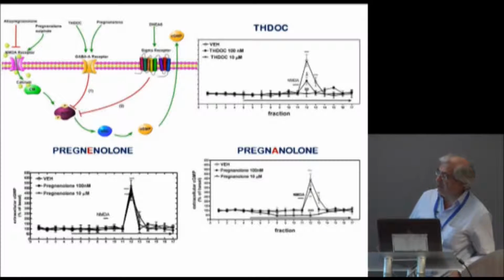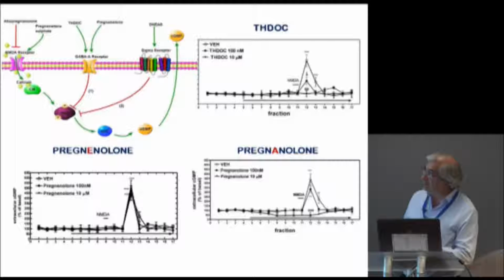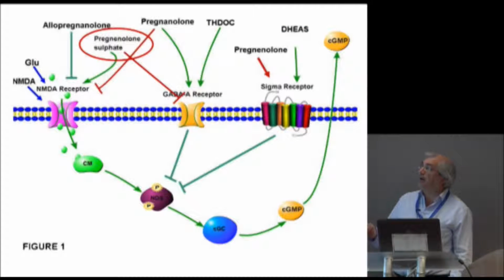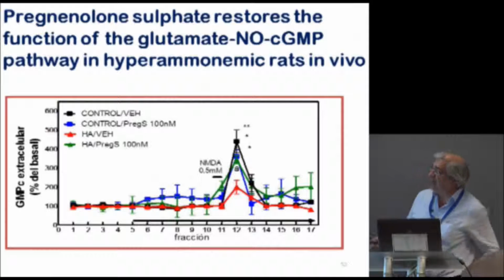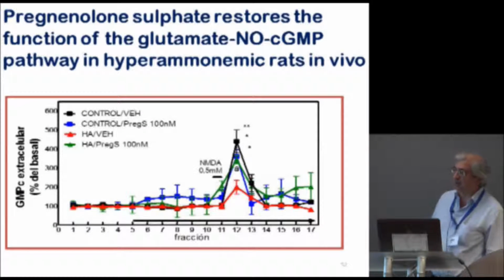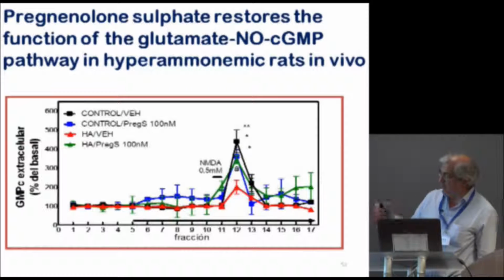Pregnenolone, for example, does nothing. And we found one of them, which is pregnenolone sulfate, which acts as an antagonist of GABA-A receptor and agonist of NMDA receptors, which in hyperammonemic rats normalizes the function of the glutamate nitric oxide cyclic GMP pathway. This is basal level of cyclic GMP in hyperammonemic rats. If we add NMDA, the cyclic GMP increases here because the function of the pathway is impaired compared to controls. But if we treat these hyperammonemic rats with pregnenolone sulfate, this restores the function of the pathway. This is an acute administration.